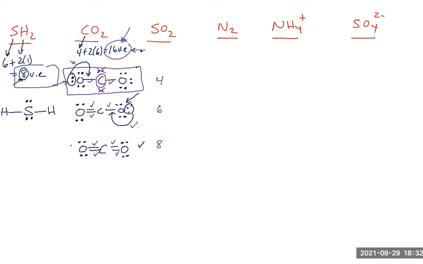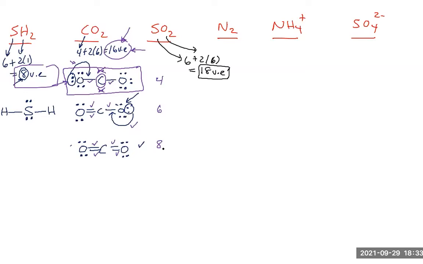Thank you. You're welcome. Other questions? Okay, so let us take a look at the next one, which is SO2. So sulfur here is 6. Again, here we have 2 oxygens, each at 6. That is 12 and 6, which is 18 valence electrons. Again, this number is really important. We have to have 18 total.